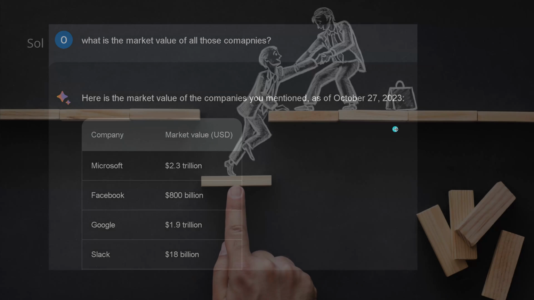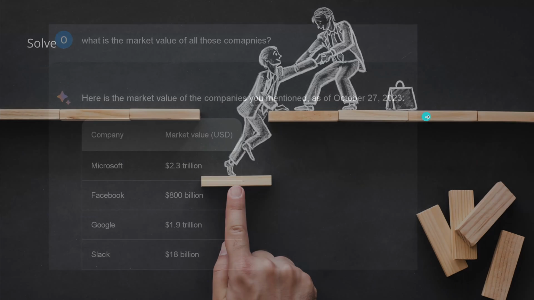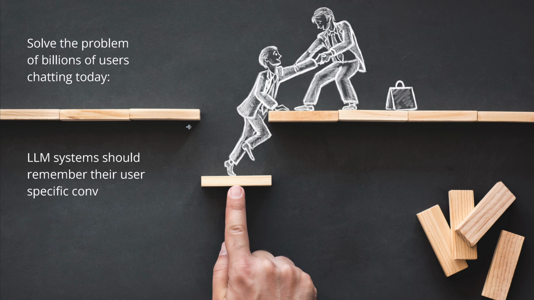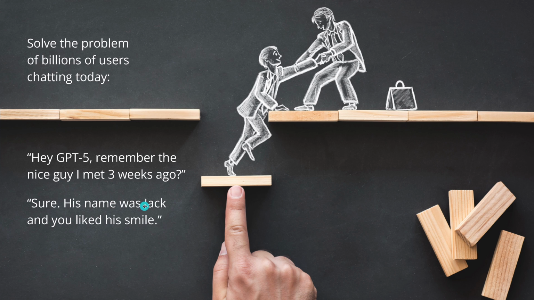So what to do? So what is the problem? We have to solve a problem for billions of users that are chatting today on their platforms. And the problem is that the LLM systems should remember their user-specific conversation. I give you an example. You say, hey, ChatGPT or GPT-5, remember the nice guy I met 3 weeks ago? And now maybe GPT-5 goes back to the pictures you have taken 3 weeks ago, or remembers exactly the conversation you had with GPT-5 and says, hey, sure, his name was Jack and you liked his smile.